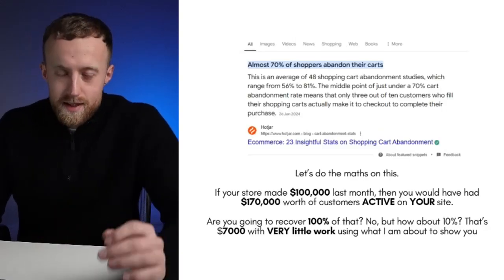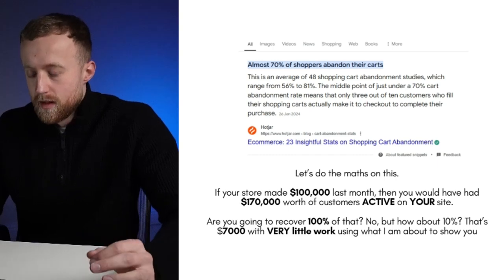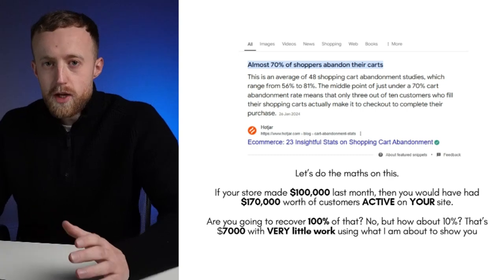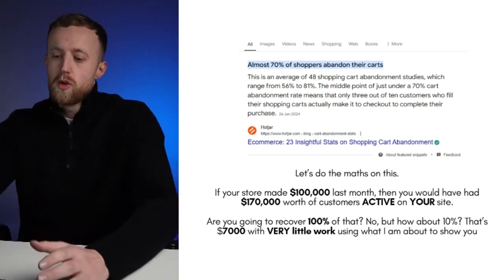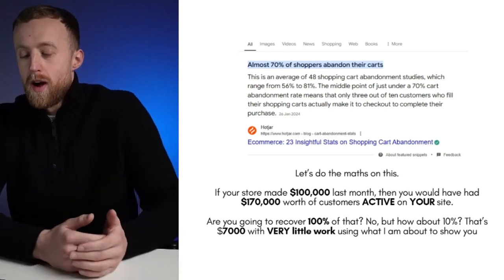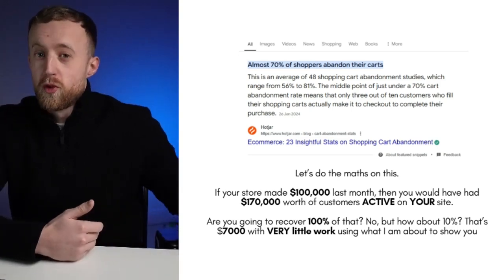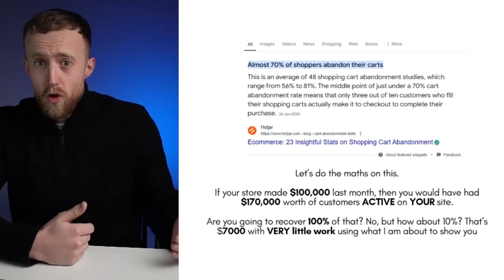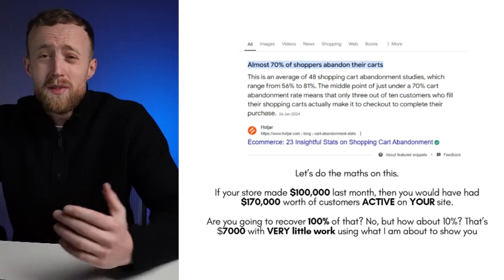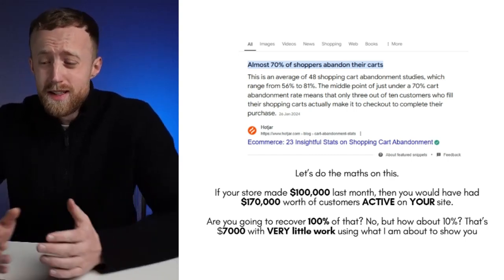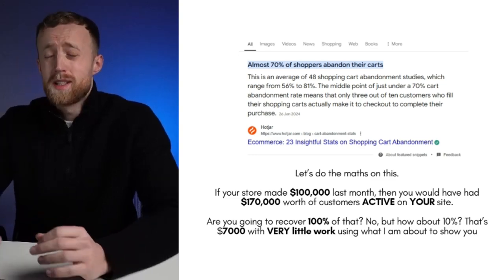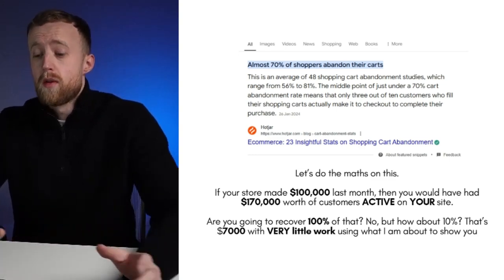Almost 70% of shoppers abandon their carts. Like, how much? It is crazy. So many shoppers abandon their carts. And let's just do the maths on this, right? If your store's doing 100k a month, then you would have had 170k worth of customers active on your website already. And you might be thinking, well, I'm not doing 100k a month. But even if you're doing 10k a month, and it's $700, that's still a lot. Percentage-wise, it's still a lot of potential cart recovery.